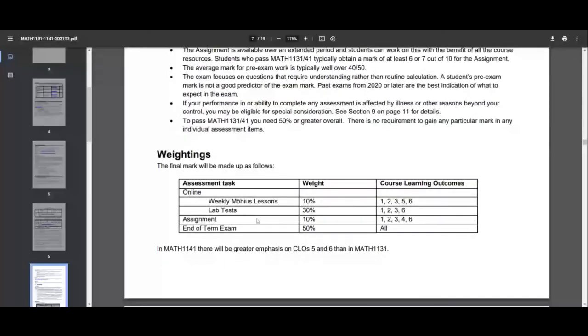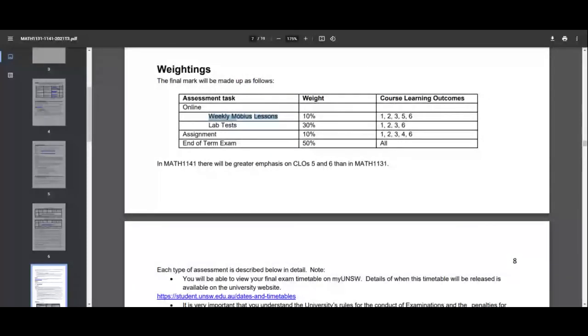Yeah. Here. Let me show you there. Let me just show you. Yeah. Can you see here? Mobius lessons 10%. Lab test, there are 2 of them. They're 15% each. The writing assignment is 10%. And then the final exam is 50. Okay? Yeah.